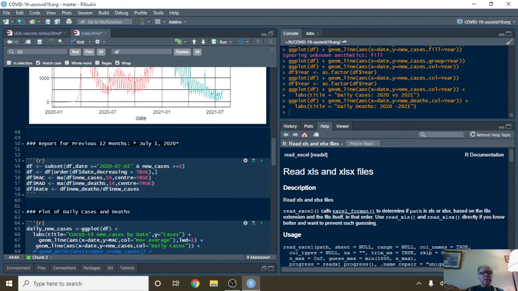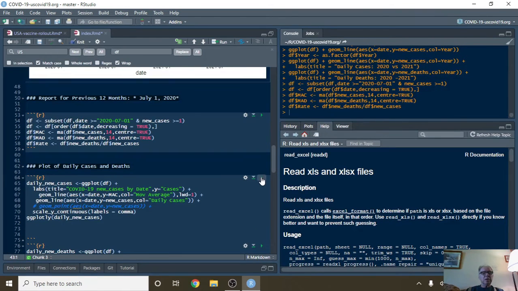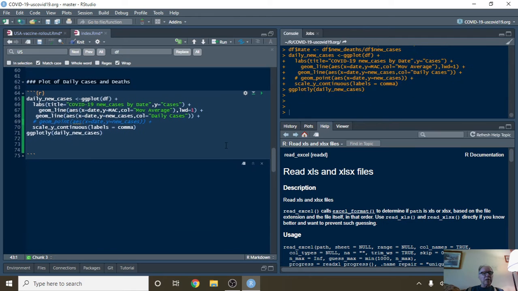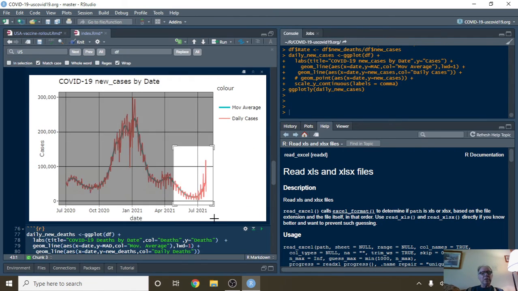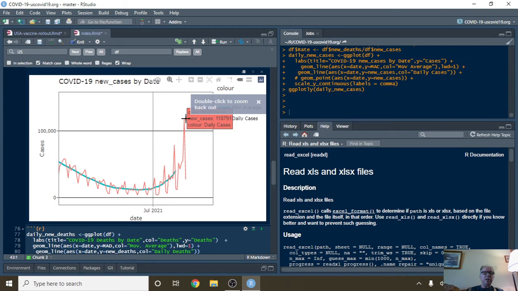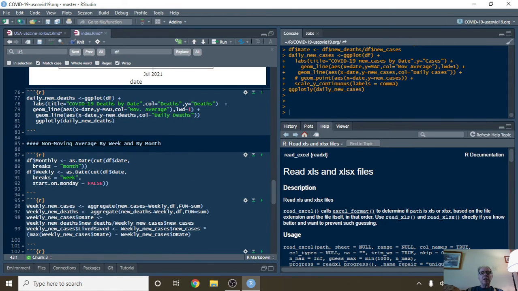All right. Let's just continue on down this way here. Let's take a look at daily cases and daily deaths. Well, here you can see that there is a bit of concern here because as of 7/23, we're back up to 118,791 cases.